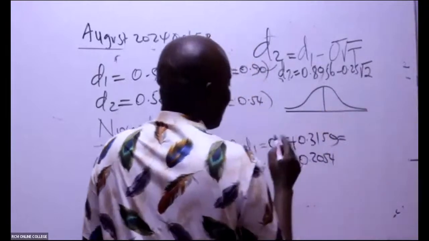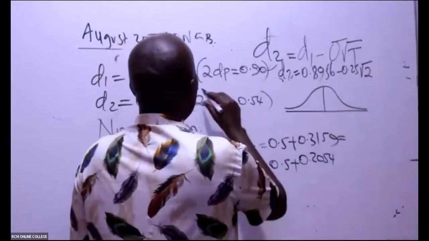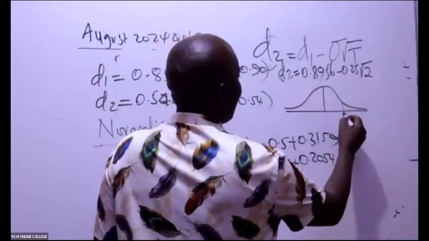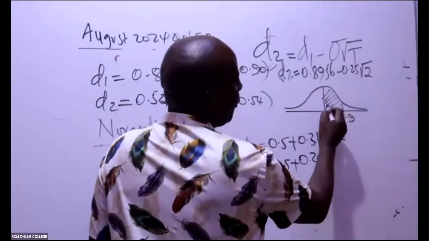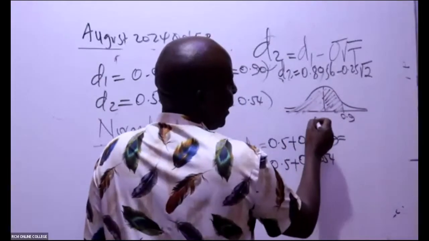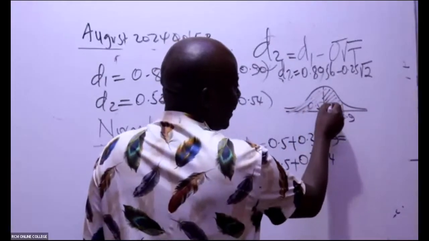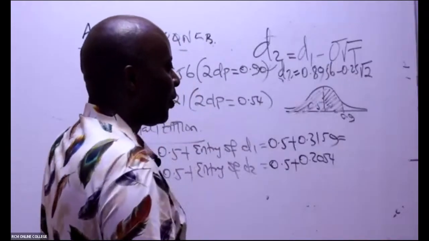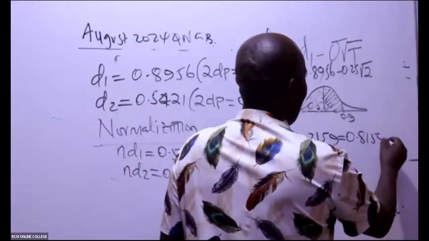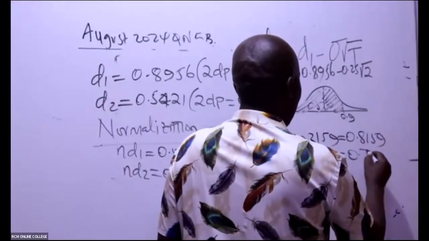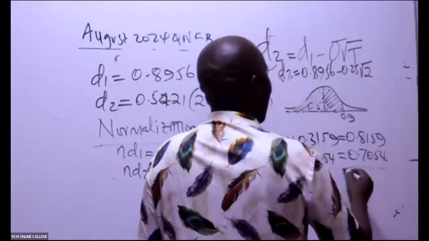So you see, when I talk of D1, for example, when D1 is 0.90 here, the entry is this. But for us, we want the whole thing from the beginning. And here we have 0.5 plus this entry there. So then this gives me 0.8159. This gives me 0.7054, like that.